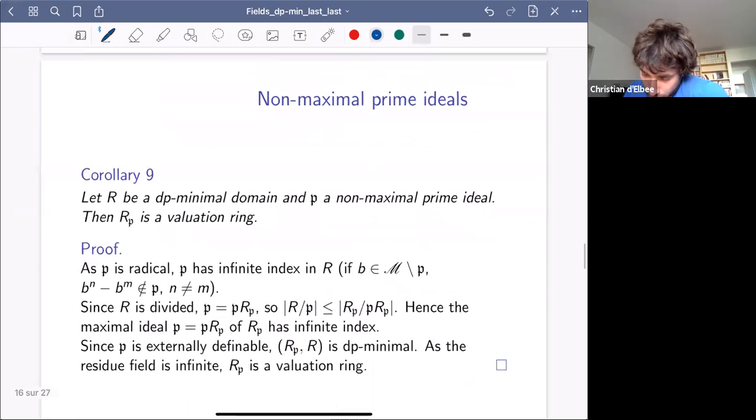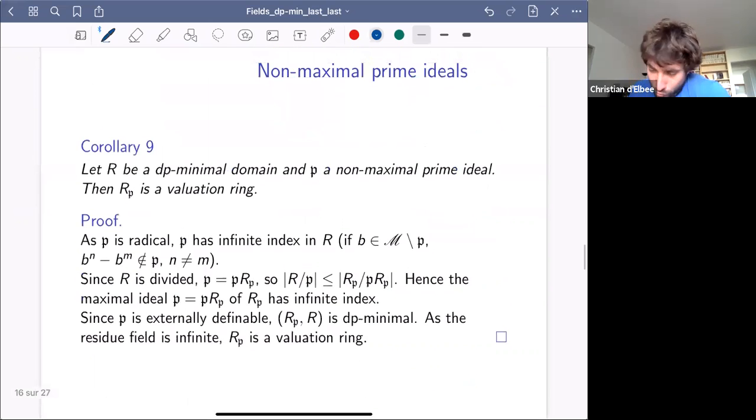Okay, so already we can do a little proof for this short talk. We will prove this. So if you start with a DP minimal domain and you take a non-maximal prime ideal, then the localized ring is a valuation ring.